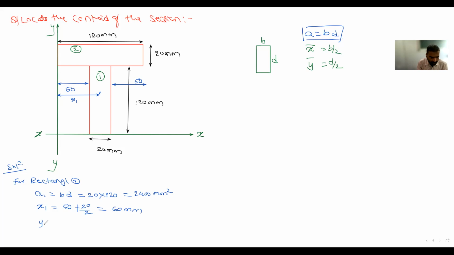Then y1. What is y for the rectangle? It is d by 2. How much is the depth for the first section? Depth for the first section कितना है? 120 mm. So 120 divided by 2. Is it correct? 120 divided by 2, that is equal to 60 mm. Is it correct, everyone? Yes, sir.